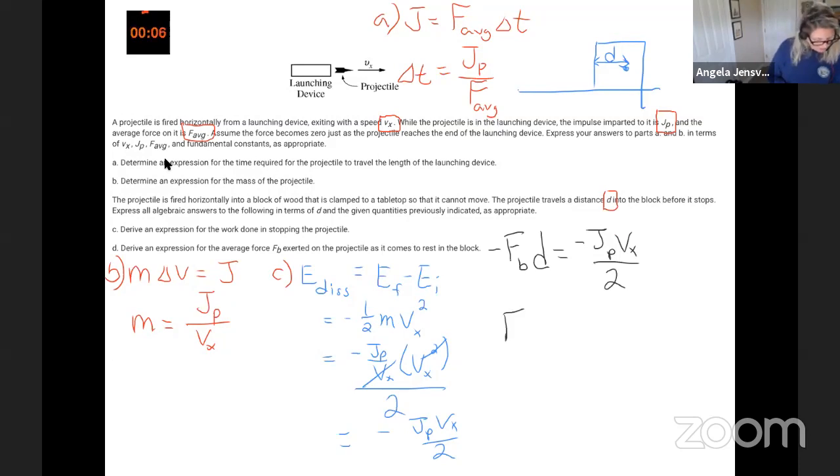So Fb, well, what happens? The negatives cancel. And then we get JpVx over 2d. Okay?